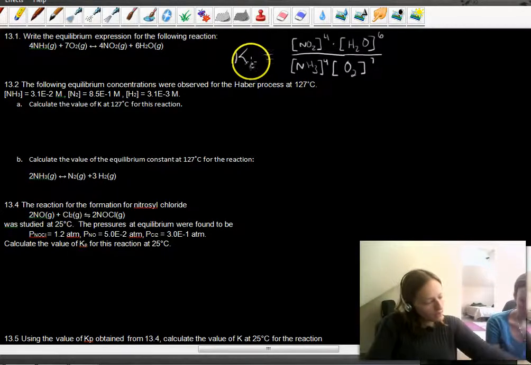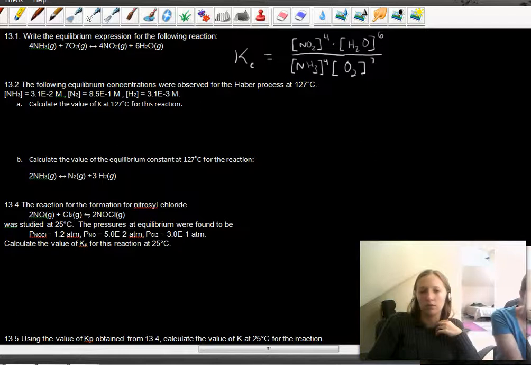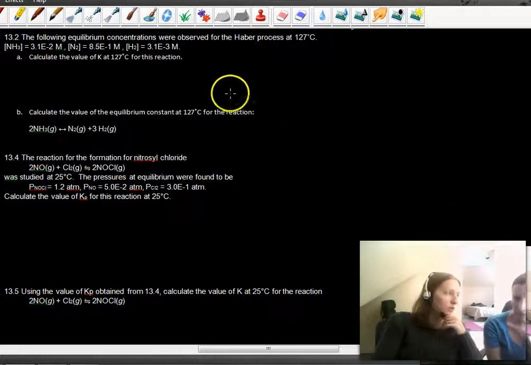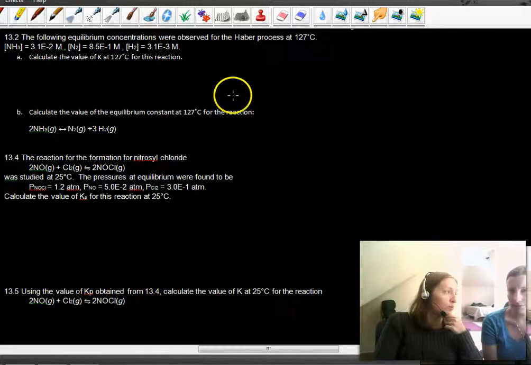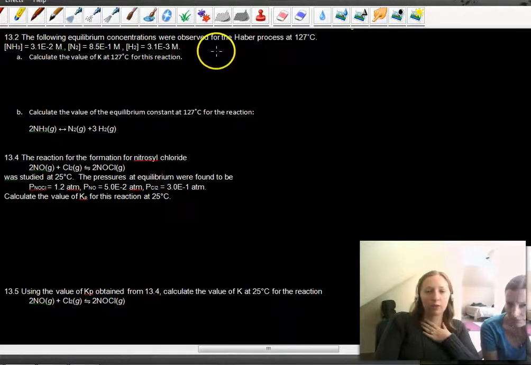And then I think the next thing that I do is 13.2. So here we go with 13.2. Here we are with actual numbers. We're going to make that equilibrium expression and put actual numbers in. Woo! All right. The following equilibrium concentrations were observed for the Haber process at 127 degrees Celsius.